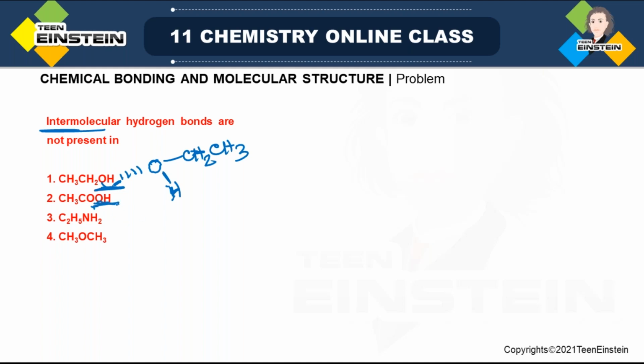Second one also, it is acetic acid, carboxylic acid is present. This H is directly attached to oxygen. The third one, H is directly attached to nitrogen. So all these 3 can form hydrogen bond.